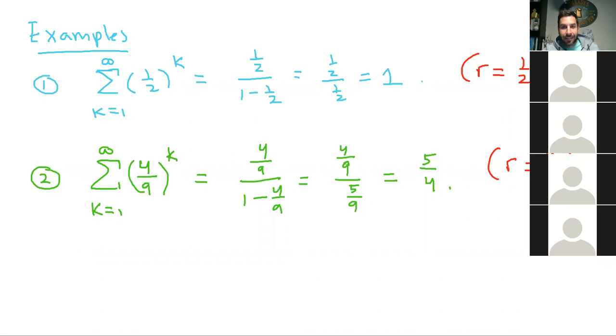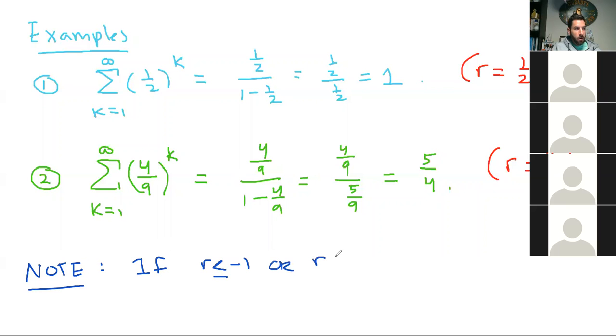Oh, I know. So this is a very important thing to get from here. So note, if R is less than or equal to -1, or R is greater than or equal to 1, the series diverges. It doesn't have a sum.